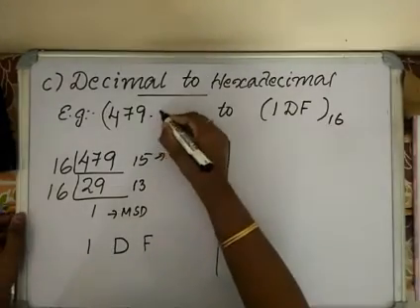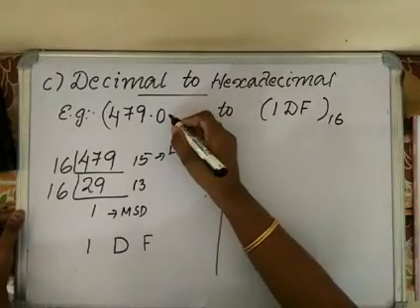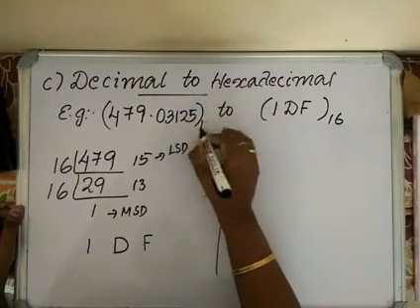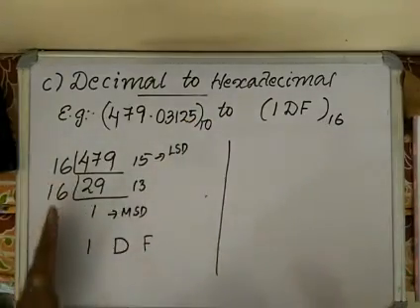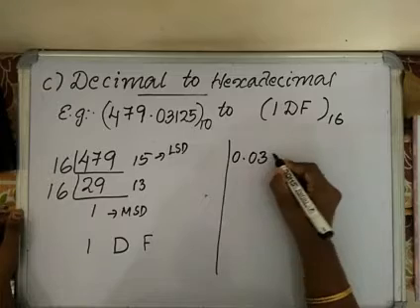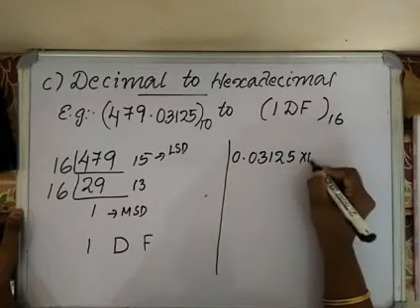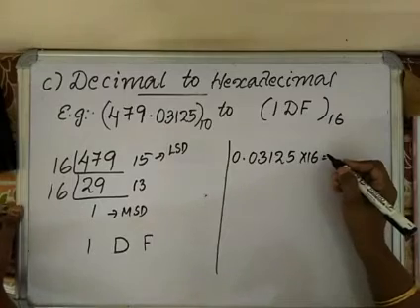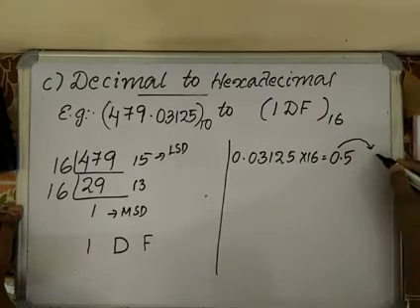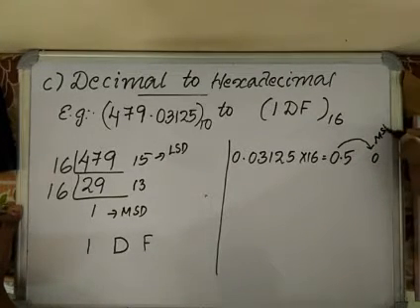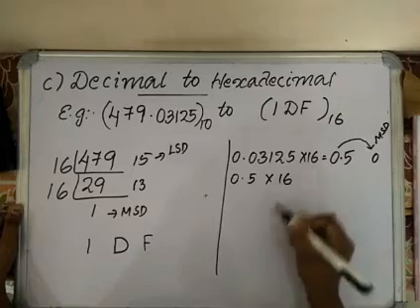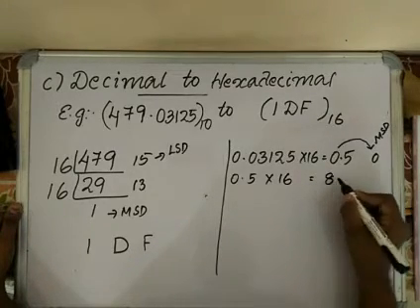Okay, next we can consider one fractional decimal number. Okay, let it be 479.03125. Okay, so the integer part is done by successive division. For the fractional part we have to multiply by 16. Okay, so when this 0.03125 is multiplied by 16 we get 0.5. So we take the integer part as the most significant digit and the fractional part will be taken for the next multiplication. So 0.5 into 16 we get 8.